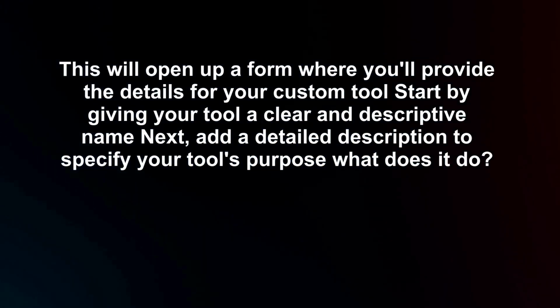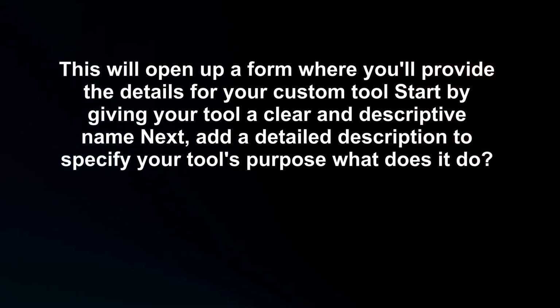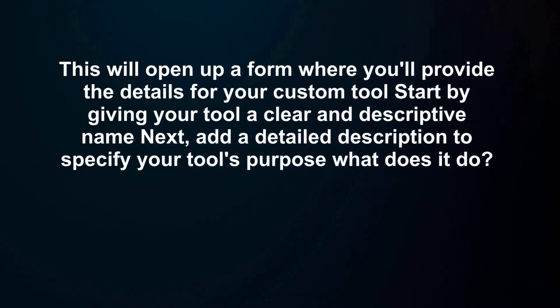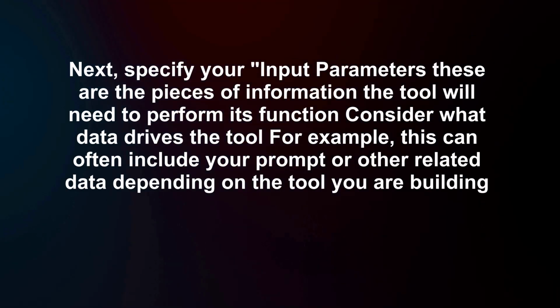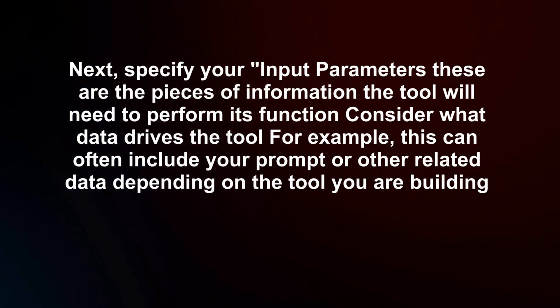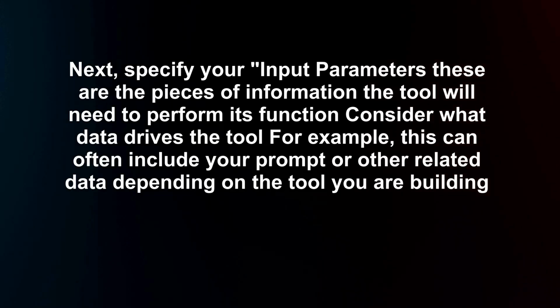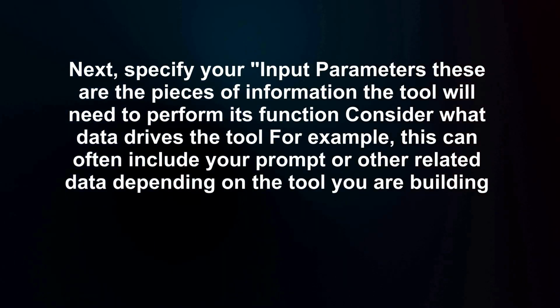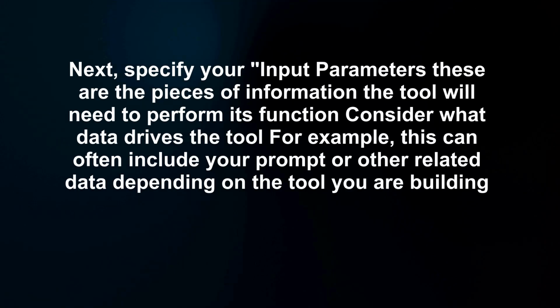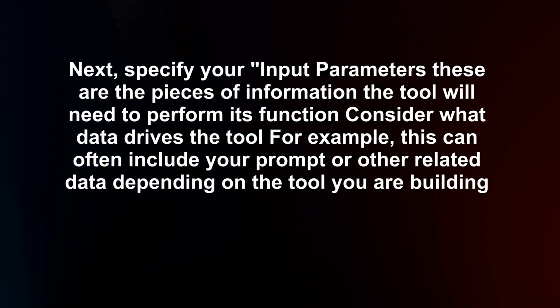Start by giving your tool a clear and descriptive name. Next, add a detailed description to specify your tool's purpose. What does it do? Next, specify your input parameters. These are the pieces of information the tool will need to perform its function. Consider what data drives the tool. For example, this can often include your prompt or other related data depending on the tool you are building.